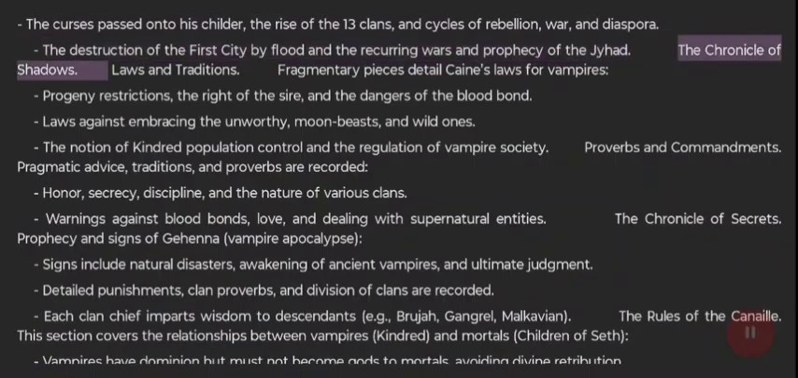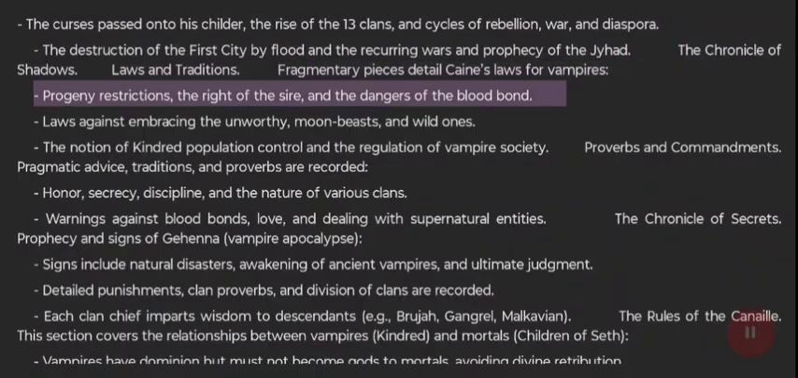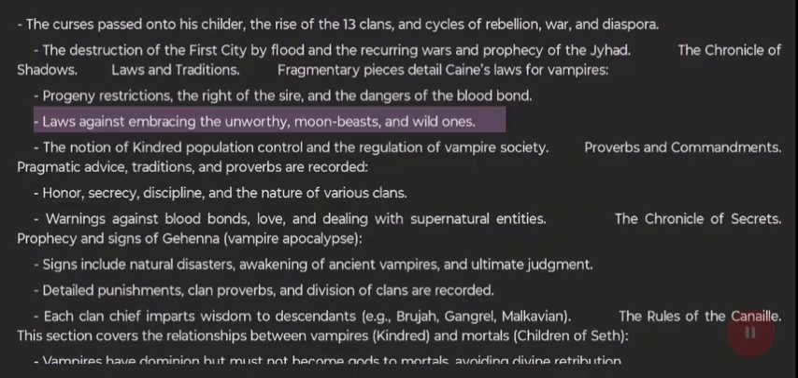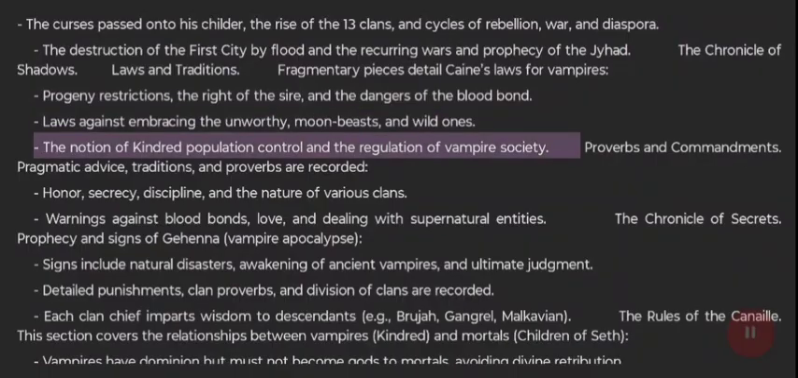The Chronicle of Shadows. Laws and traditions. Fragmentary pieces detail Cain's laws for vampires: progeny restrictions, the right of the sire, and the dangers of the blood bond. Laws against embracing the unworthy, moon beasts, and wild ones. The notion of kindred population control and the regulation of vampire society.